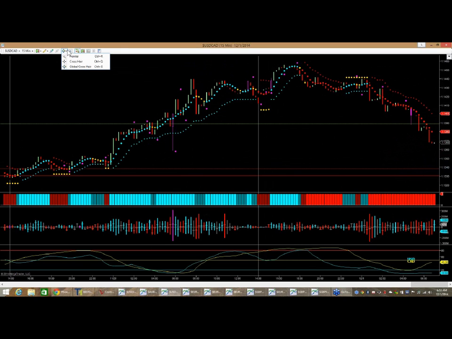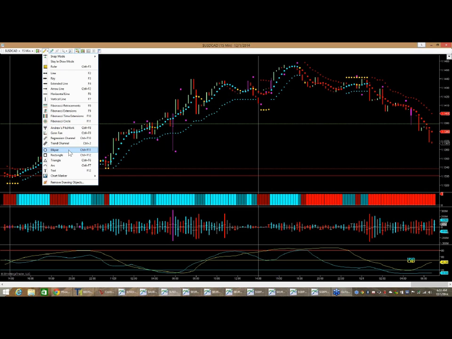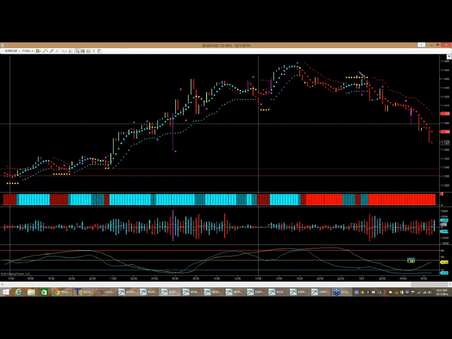Let me change the crosshair. We will put it so that we don't forget it.